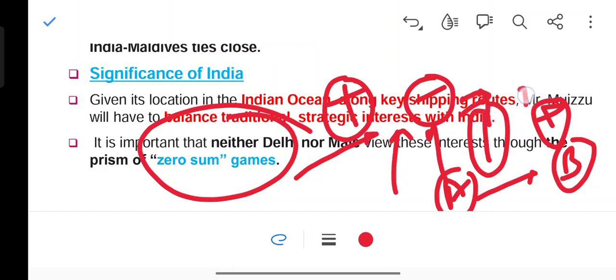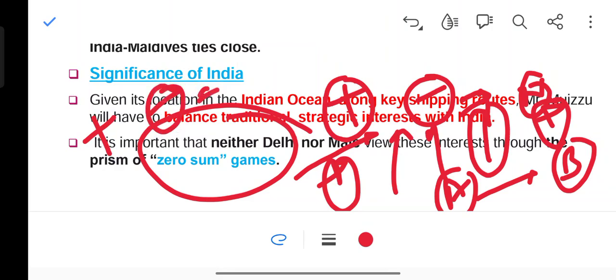That means making them neutral. This is the zero-sum game, meaning one country will be benefited and the other will not. Okay, so that is the zero-sum game. If you sum the positive and negative, it will come to zero. So that is the zero-sum game.